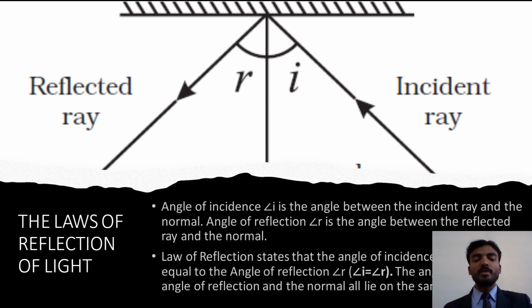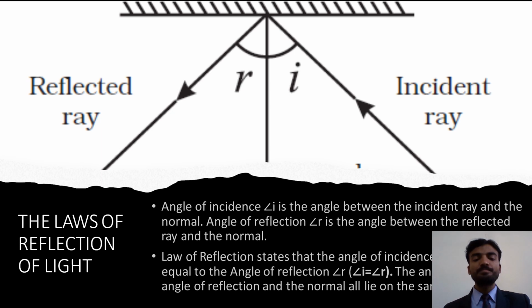Talking about the laws of reflection. So what are the laws of reflection of light? There are two laws. The first law is that the angle of incidence is always equal to the angle of reflection. The second law is that the incident ray, the normal ray, and the reflected ray all lie on the same plane.